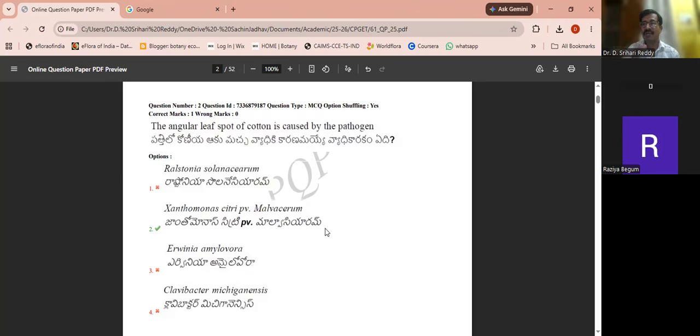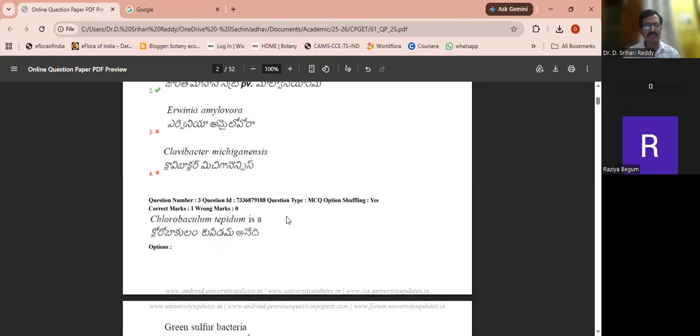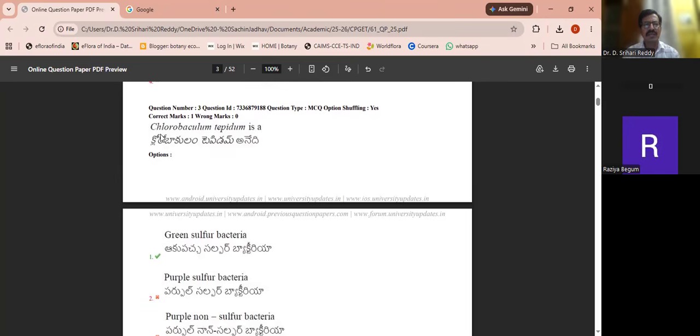If they ask one more question like the blight of rice or paddy, it is caused by Xanthomonas oryzae. So you have to know all this. Next, third question. All these questions are from the previous year question papers, 2025. Okay. So chlorobaculum tepidum. They just ask the question, what is chlorobaculum tepidum?